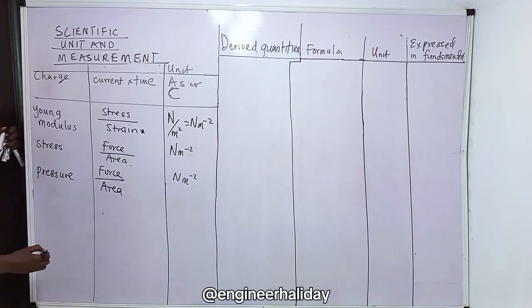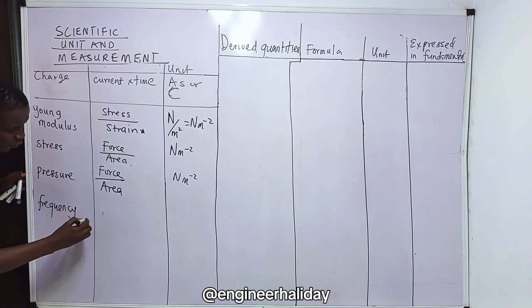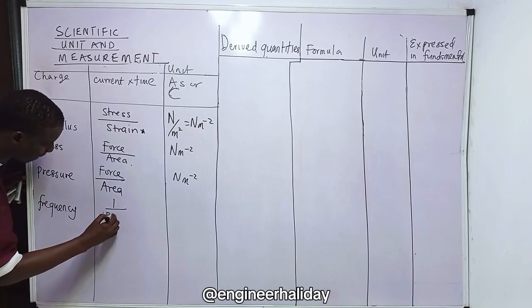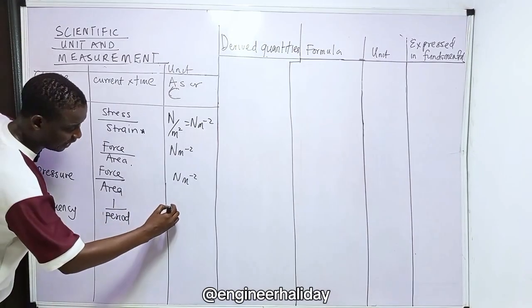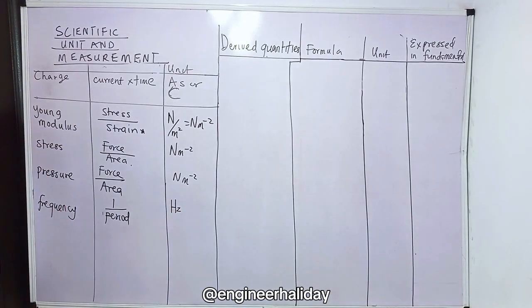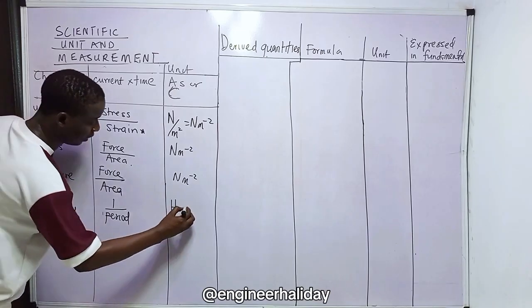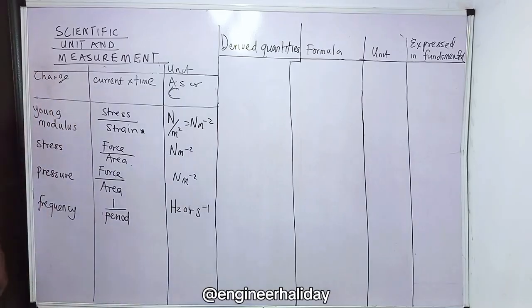Let's take on that. Then we have what they call frequency. Frequency is 1 over period. It is measured in Hertz, after a man called Hertz, written with capital letter H and z. We use capital H because it is named after someone. It is also per second. Don't forget, period is fundamental.